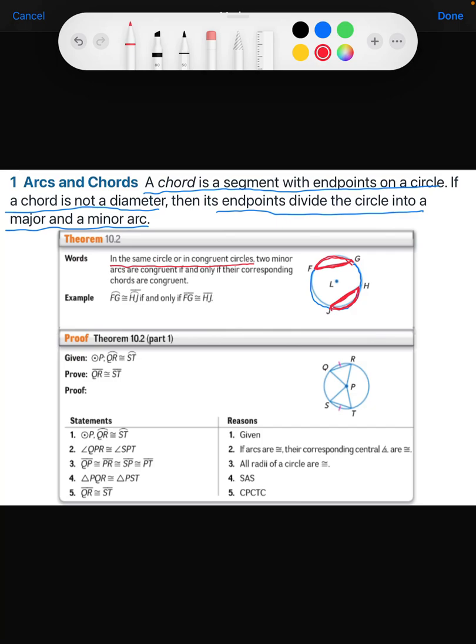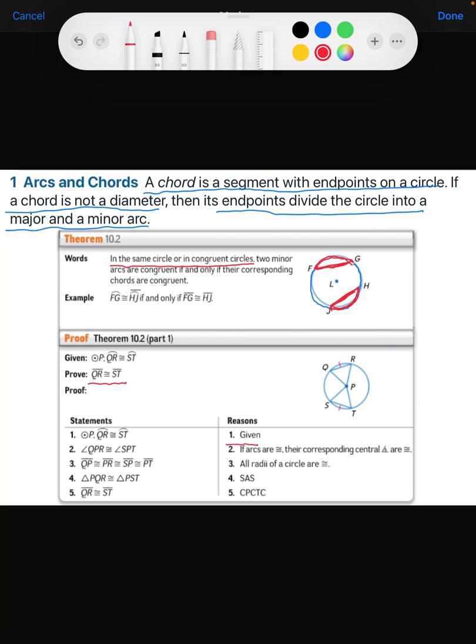So we have circle P. We know that the arc QR is congruent to the arc ST. And then we want to prove that the chord length QR equals ST. So we can do this by starting with arcs QR and ST are equal. That's given.